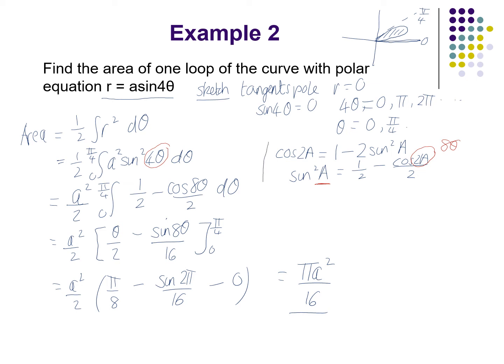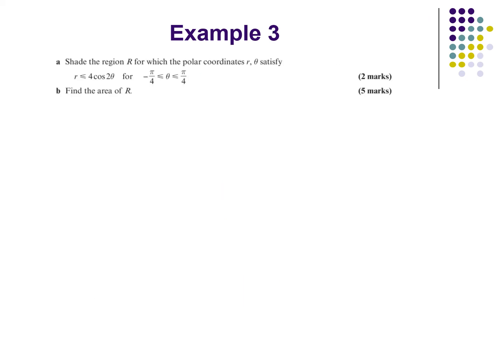Okay, use your double angle formula carefully. Make sure you replace the sine squared argument with double it when you do the 1 minus cos 2a over 2. Okay, one more to have a look at then before it's over to you. Exam style questions, you can see how many marks it's worth.